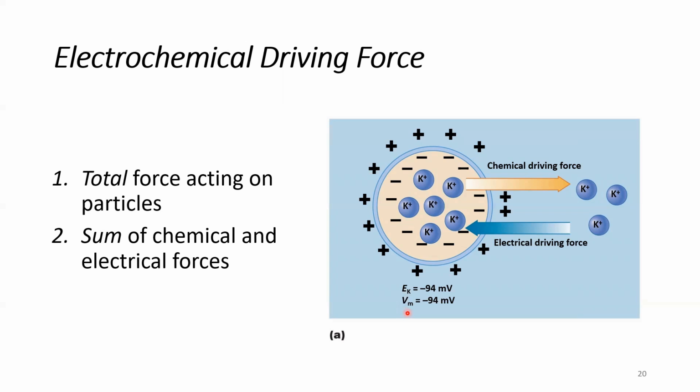For potassium, for example, its equilibrium potential is negative 94 millivolts, right? So let me say that in a different way. What that means is when the membrane potential is at negative 94 millivolts, in other words, there's more negative charge inside the cell than there is on the outside, 94 being that magnitude, then potassium is no longer moving. It's at equilibrium because the forces acting on it have evened out.